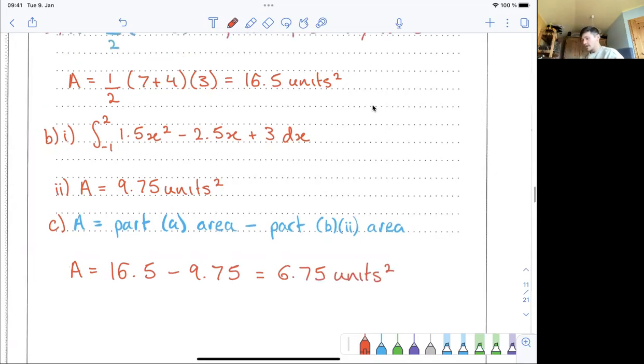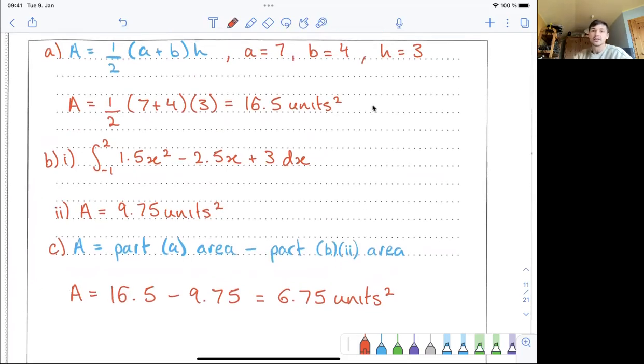Units squared. All right, cool. And so that is the answer to question 6.